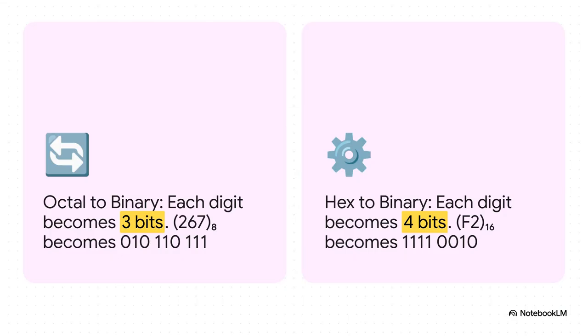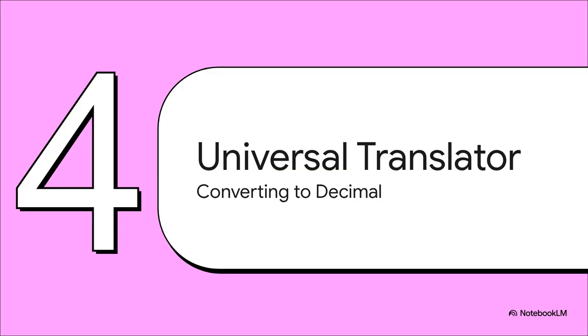And what's so elegant about this is that it works perfectly in reverse too. To go from hex back to binary, you just expand each digit into its 4-bit group. And if you were using octal, you'd use groups of 3, right? Because 8 is 2 to the power of 3. It's the exact same beautiful logic. Okay, so now we can switch back and forth between the machine's language and its shorthand versions.